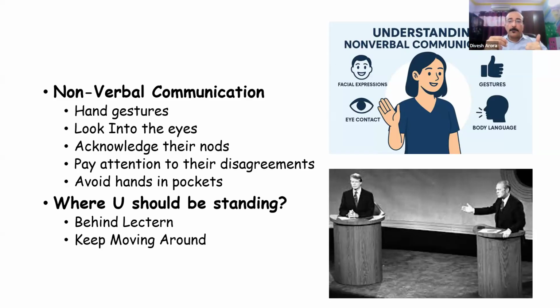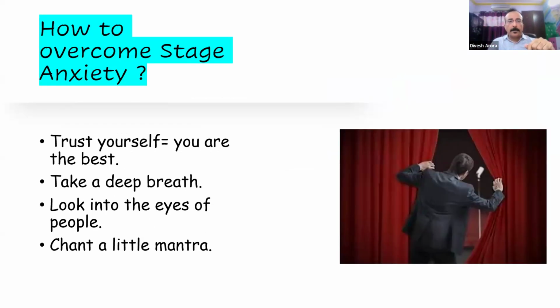Whether you should be standing behind the lectern or keep moving around will depend. If you're short of time, for example, in major national conferences, 10 minutes, 12 minutes, it's better to stand behind the lectern. If you're speaking at a PGSMB where you have lots of time, you can take a collar mic and keep roaming around, but try not to put your hands in the pocket. We have faced this. I have faced this. Let me be very honest.